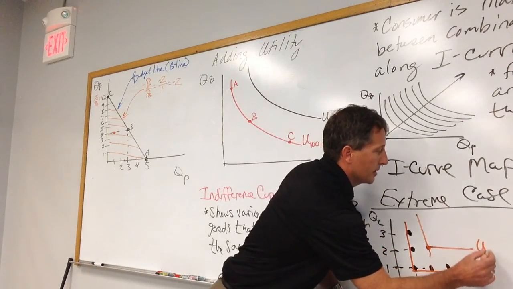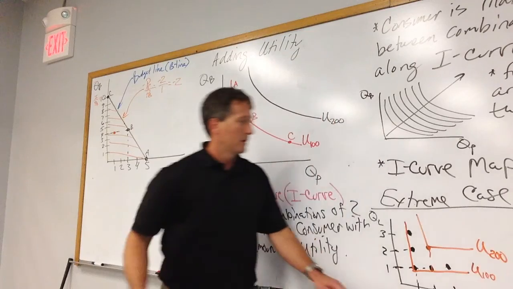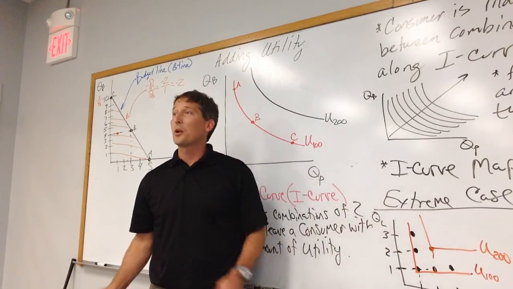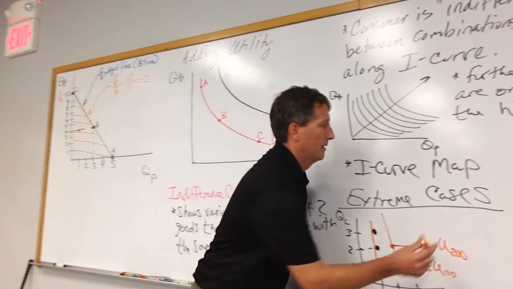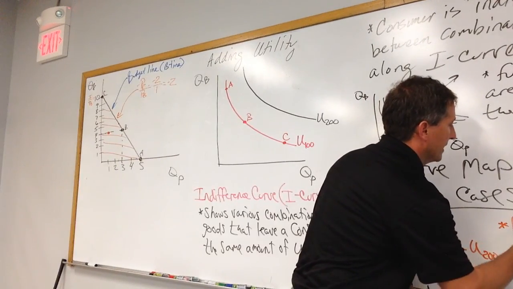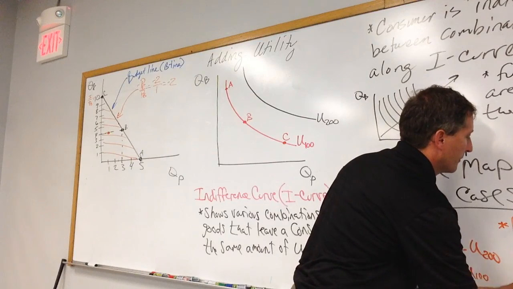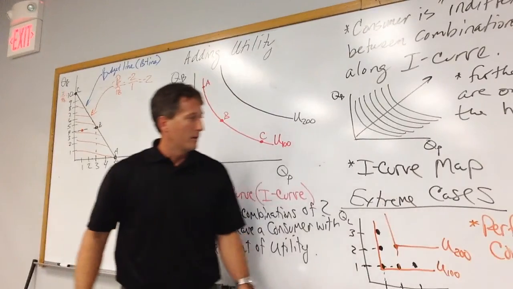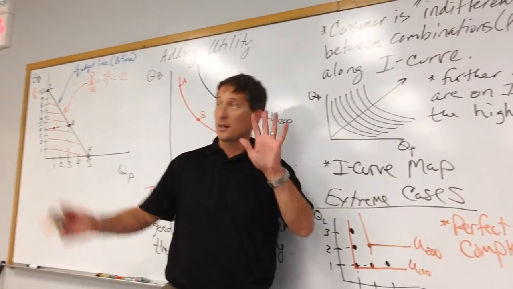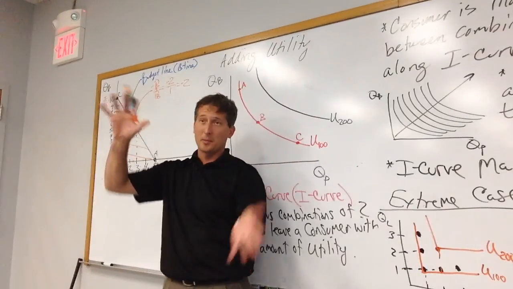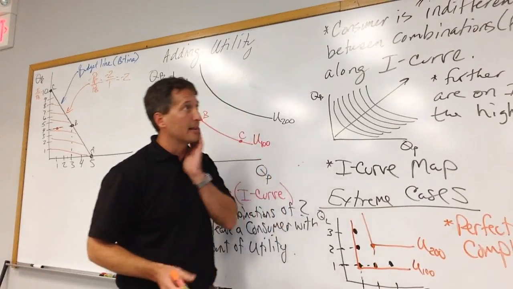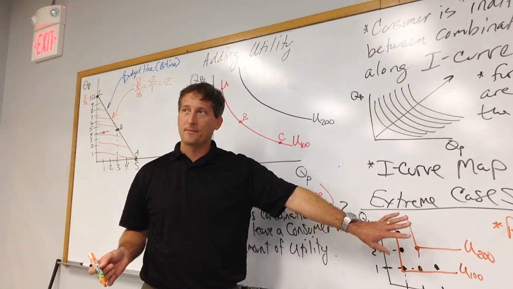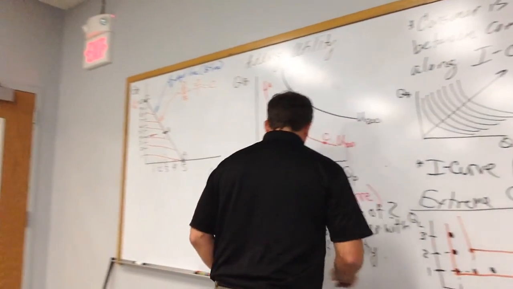So these are an extreme case, where these two goods are perfect complements. You can see how this ties in a little bit to our consumer theory. They're perfect complements. We talked about the price of complements and the price of substitutes, so this is kind of playing into that discussion. All right, questions on that?